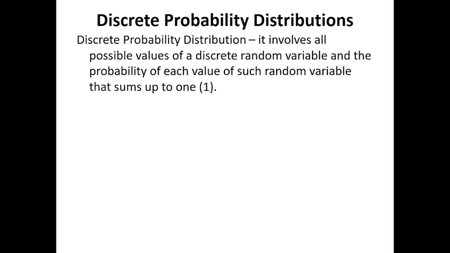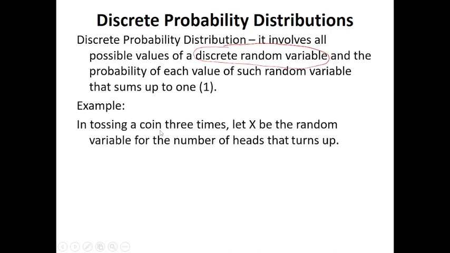A discrete probability distribution involves all possible values of a discrete random variable and the probability of each value of such random variable sums up to 1. Now, I have already introduced last time, what is a discrete random variable? So check that out. So for instance, I have this example.